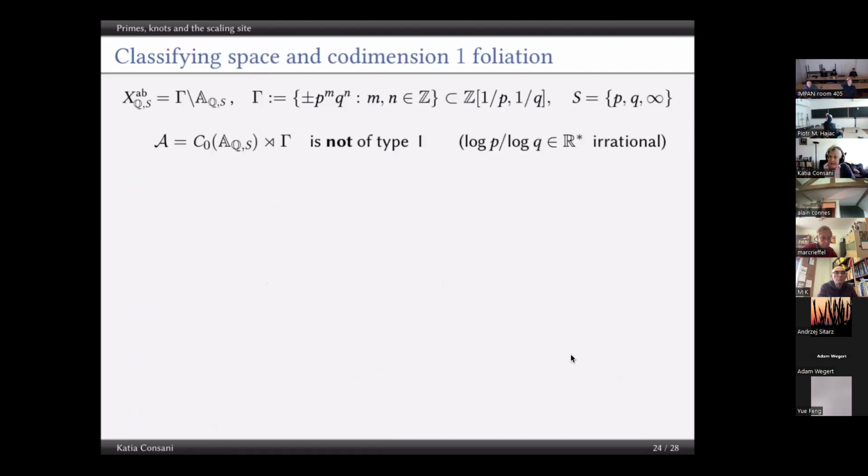but the whole point of doing this computation is to understand the K-theory of this localized scaling site in terms of its orbits. So what I can say is the following. This space, obviously, we know it's a non-commutative space, so it's not of type 1. This is the abelianized space, localized when we take two points, two primes.